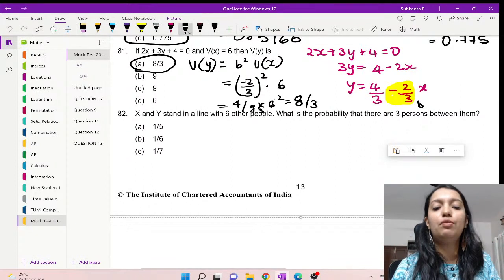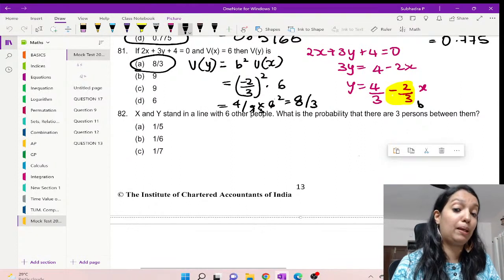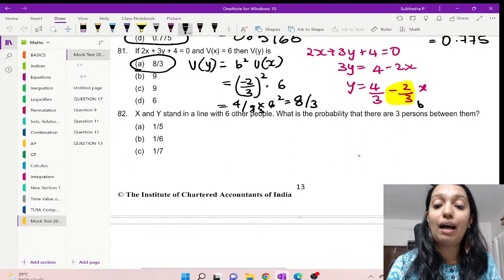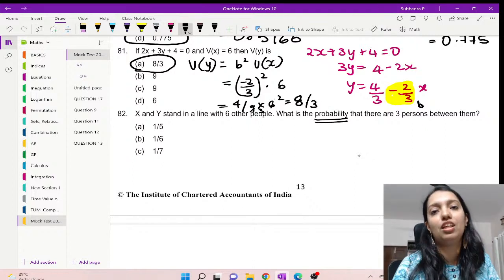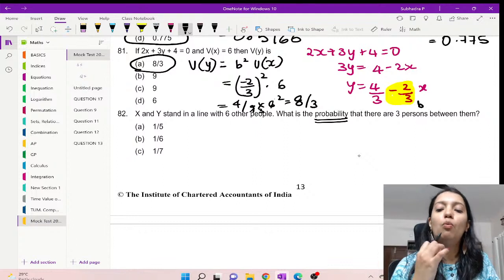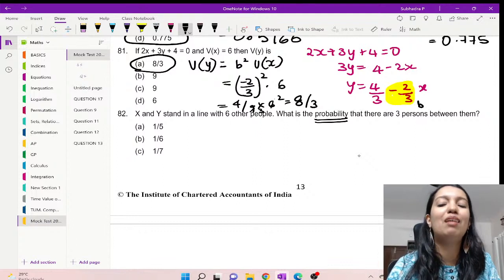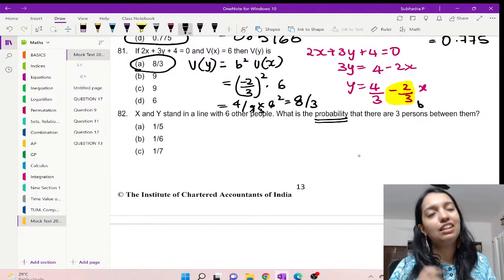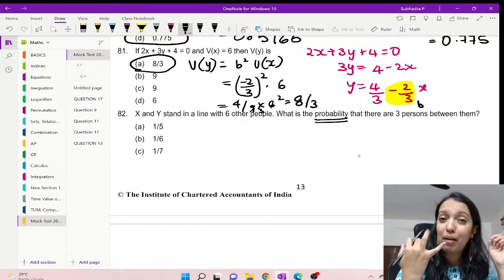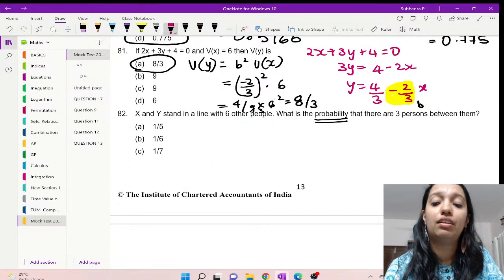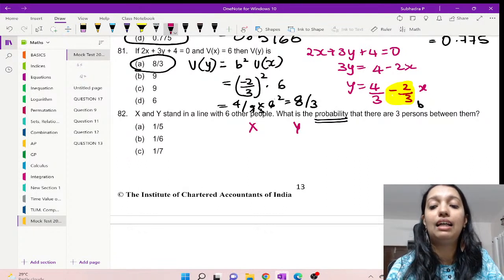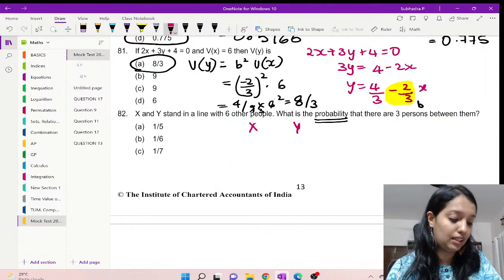Next, x and y stand in a line with 6 other people. What is the probability? Had they not given probability, we might have applied permutation and combination chapter concepts for this. What is the probability that there are 3 persons in between them? For this, no need to even know about the probability formula or concepts. You can directly apply your general knowledge. X and Y are there. What is the probability that there are 3 persons between them?